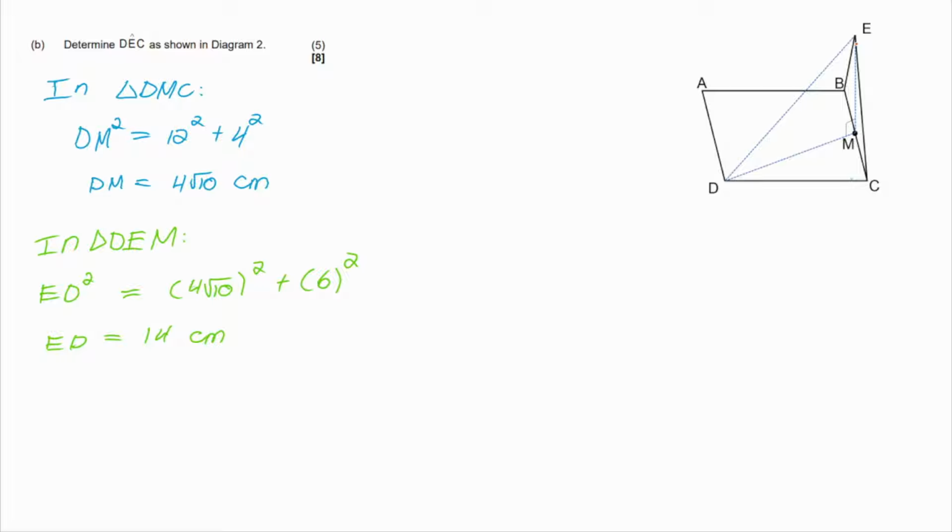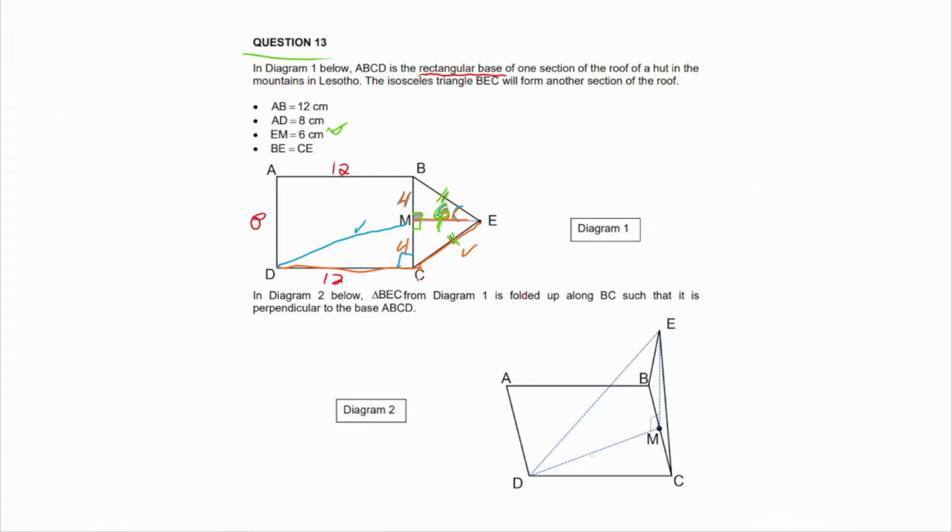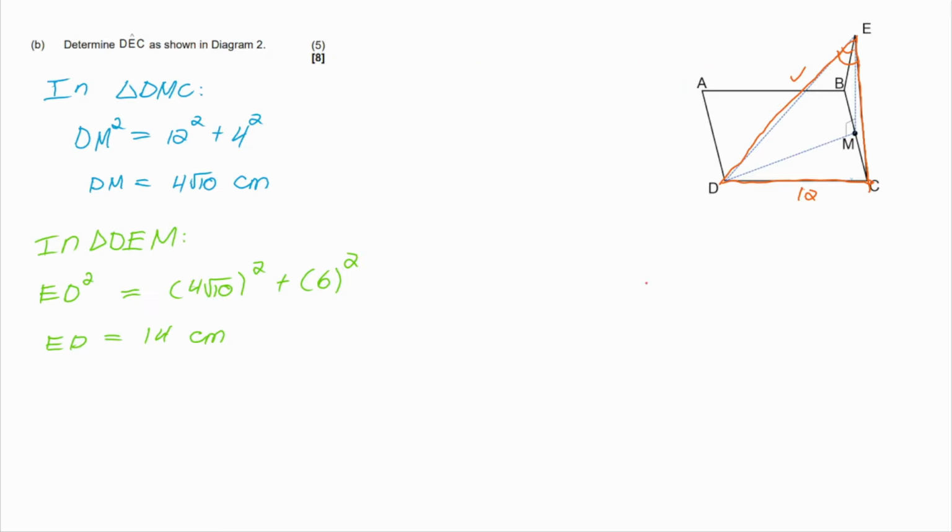If we look at this front triangle again, remember we're working with this triangle here. So we need this angle. We have ED, and we have DC, which was 12 from the rectangle. One thing we still need is EC, so we need to look in this triangle over here. Let me just get rid of a bunch of this stuff. This is 6, this is 4, and we need EC, because here I need EC.